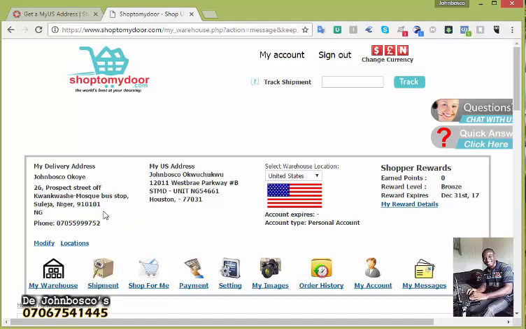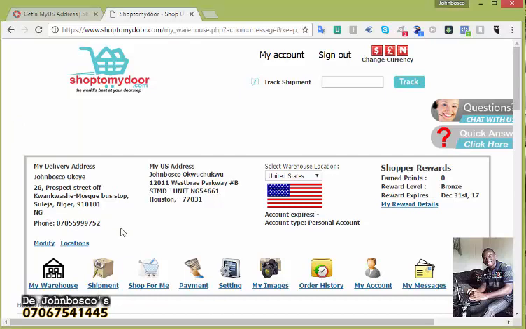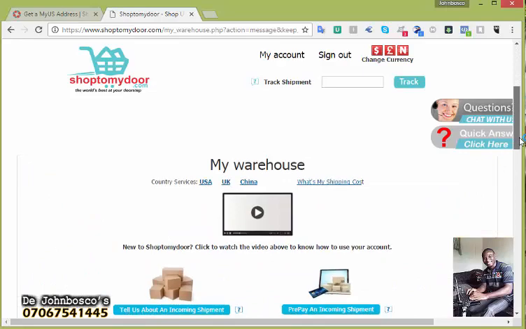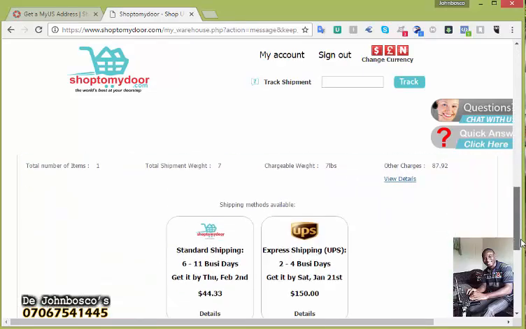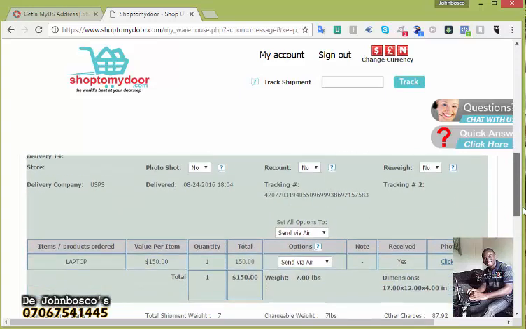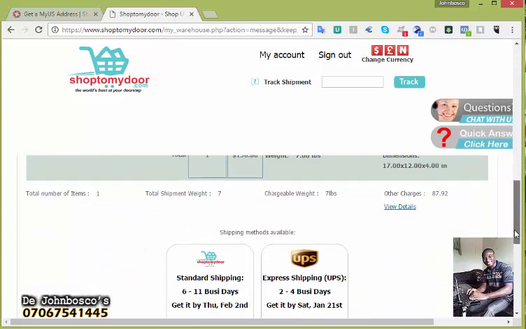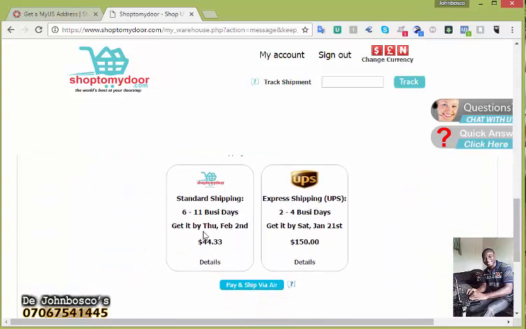Let's move on. Right now I have an item here that is awaiting delivery. I have a laptop sent from eBay, so all I will need to do is simply come here. Instead of choosing 2 to 4 days, which is $150, I'll choose 6 to 11 days, which is $44. Something similar applies for the Chinese shipping.